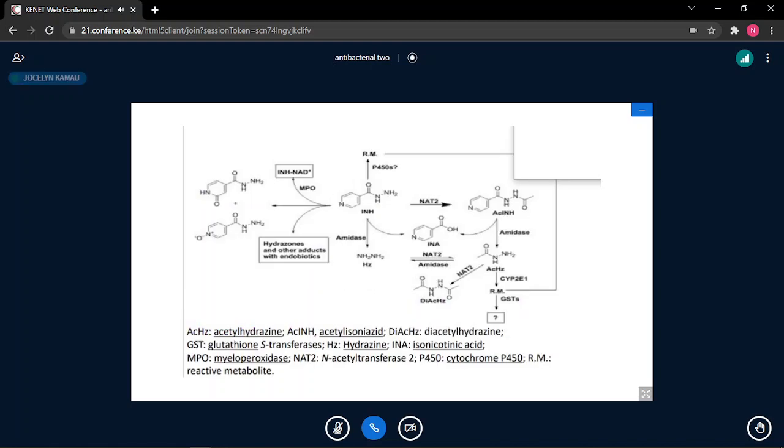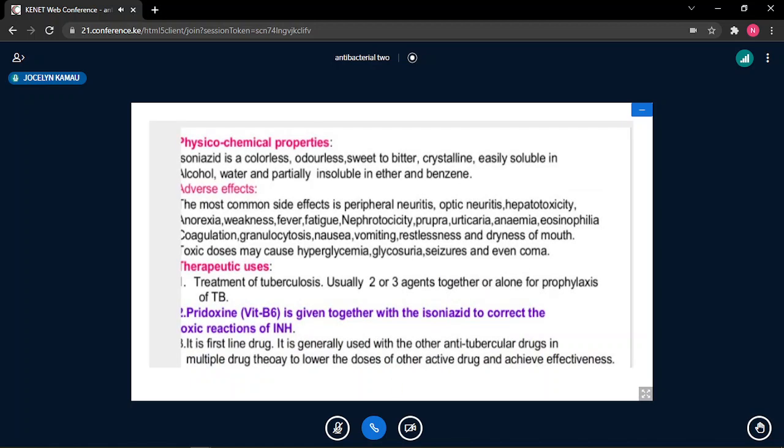If you look at the structure of isoniazid, you can see this section here is water soluble, this is water soluble, that's water soluble, and that is water soluble. So it has quite good hydrophilicity, and that is why we are saying it is soluble in alcohol and water, and not very highly soluble in ether and benzene.